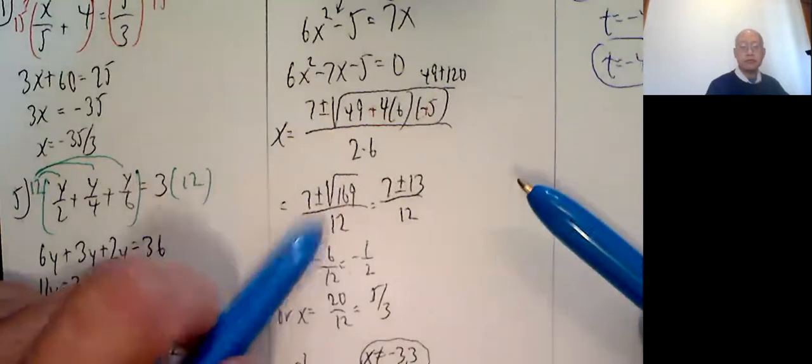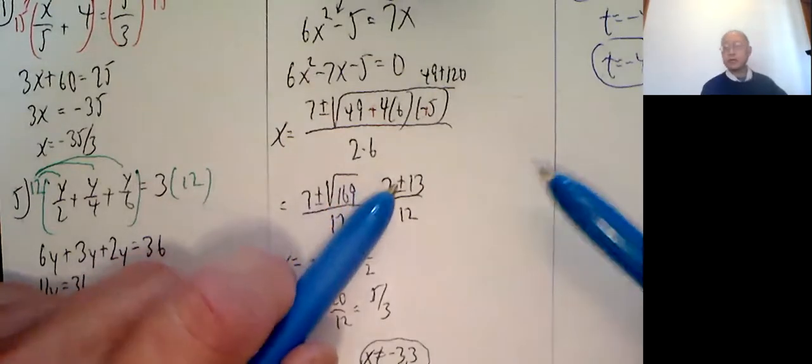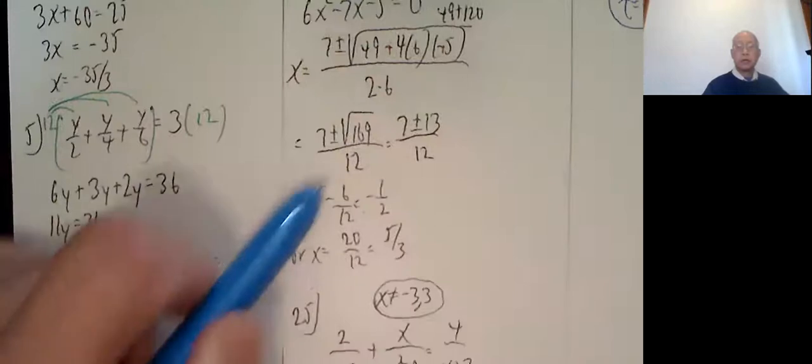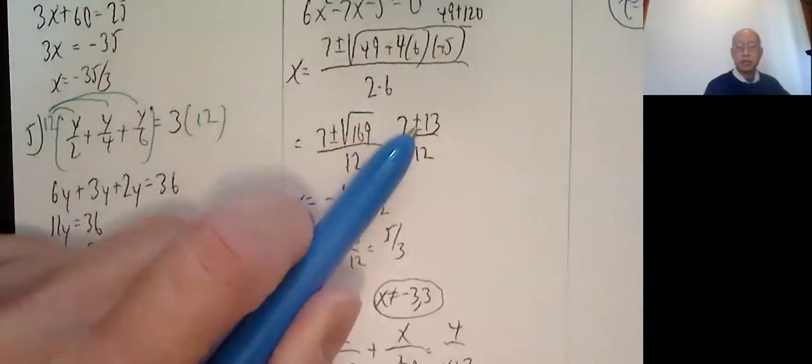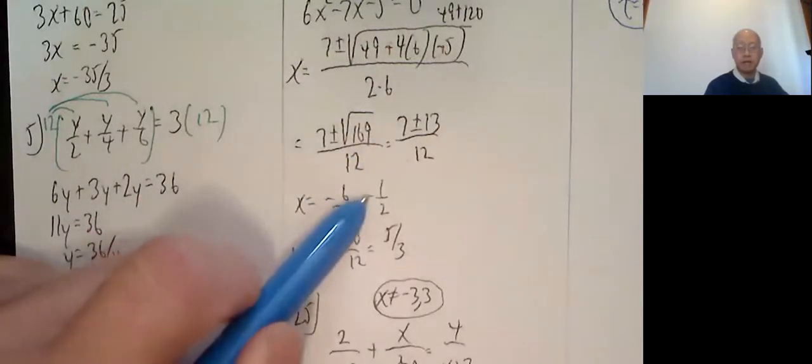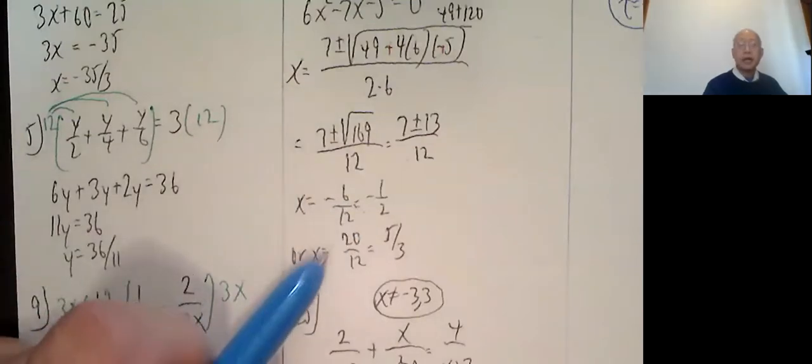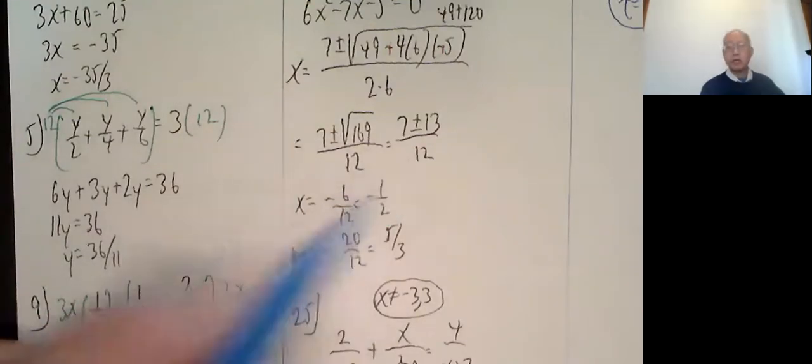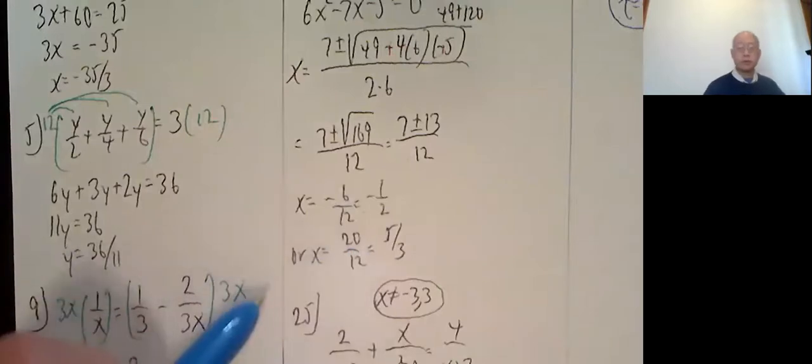2 times 6 is 12. Square root of 169 is exactly 13. So x is 7 minus 13, which is negative 6. Divide that by 12 is negative 1/2. X is 7 plus 13, which is 20. 20 divided by 12 reduces to 5/3.